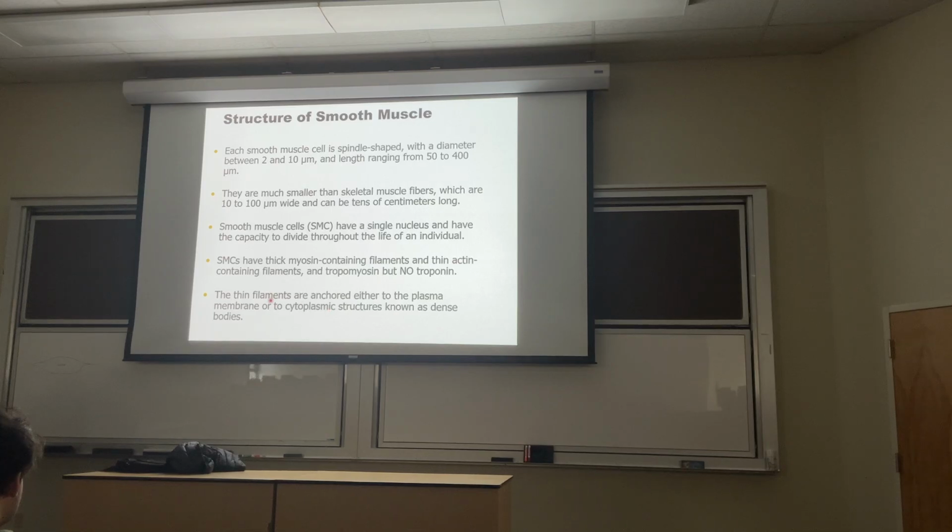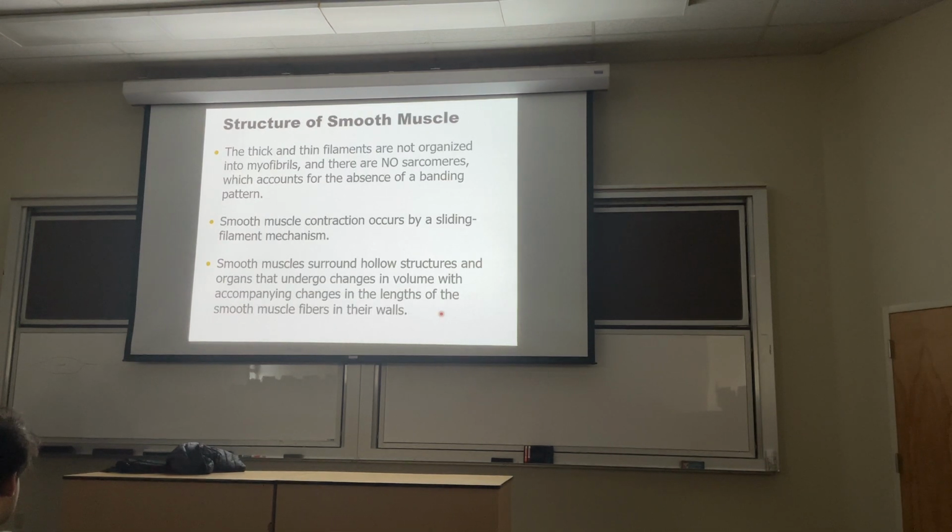When you have your actin, it can either be anchored to proteins in the plasma membrane or in the cytoplasm to structures called dense bodies. So the dense bodies are also unique to smooth muscle. There's no sarcomeres, as we've said. It does contract by a similar sliding filament mechanism, but it's not arranged nearly so neatly to form a banded pattern.